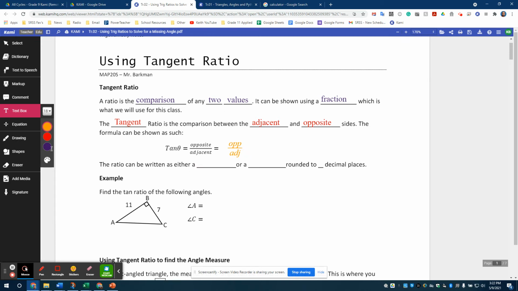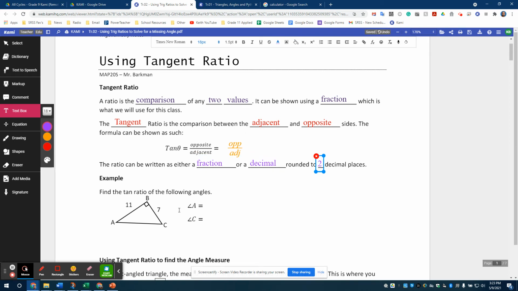This ratio, sorry, let me just get a different color here. As you know, I like to change colors. The ratio can be written as either a fraction or as a decimal which has been rounded to 2 decimal places. Again, the decimal isn't exact, so the fraction is exact. It's a little nicer to do the fraction, but if you want a decimal, you can round it to 2 decimal places or keep the exact decimal that we get.